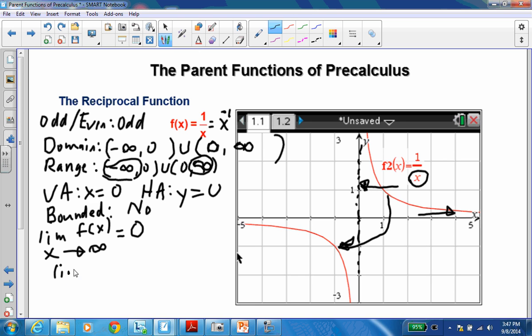Okay, now we're going to go to the left. Limit as x approaches negative infinity of f of x equals, if we go toward negative infinity, what does y go toward? Also goes to 0, right? And by the way, this is the definition of a horizontal asymptote. It's a number that the function approaches as x approaches either infinity or negative infinity. And so we say there is a horizontal asymptote at y equals 0, yes.